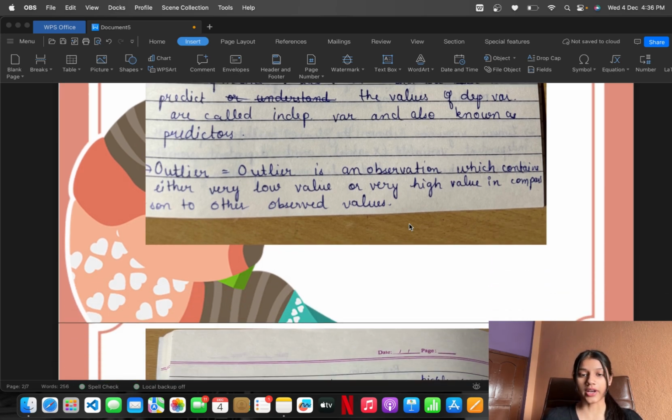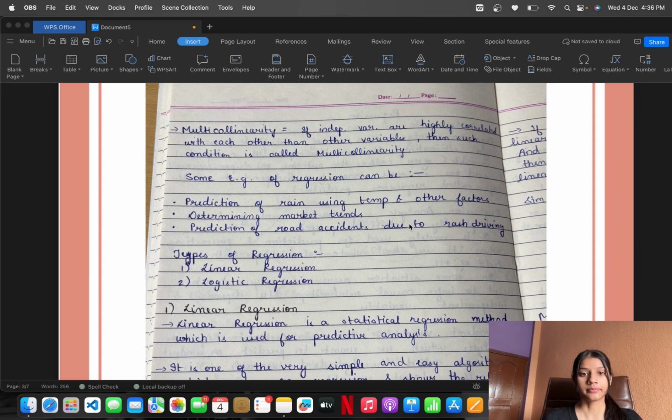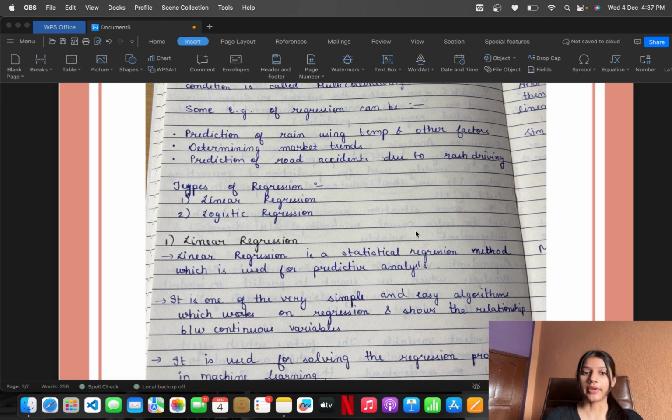Now, what is an outlier? An outlier is an observation which contains either a very low value or a very high value in comparison to other observed values. Now, multicollinearity. If independent variables are highly correlated with each other, then such a condition is called multicollinearity. Some examples of regression can be prediction of rain using temperature and other factors, determining market trends, and prediction of road accidents due to rash driving.